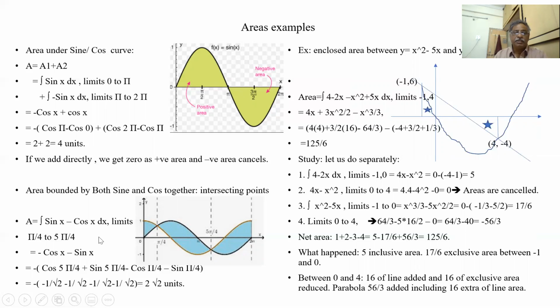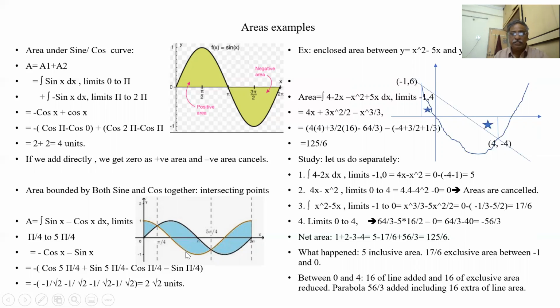Okay, let us see this. Area bounded by both sine and cos together at intersecting points. So you know sine 45 is cos 45. So pi by 4 is one limit. Again, pi plus pi by 4 is another limit. Here, at 90 plus pi by 4, this is sine curve. At pi plus pi by 4, sine is plus 1 by root 2, but cos becomes minus 1 by root 2. So they are not the same. But at pi plus pi by 4, they are the same. Both are minus 1 by root 2. So between these two, these are the limits, pi by 4 to 5 pi by 4.